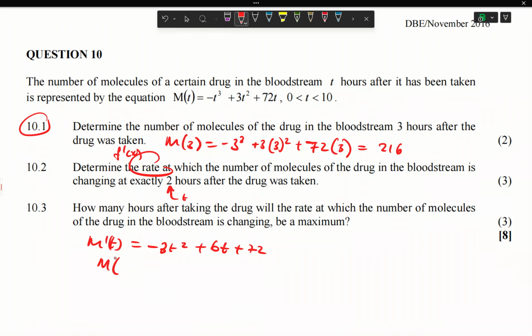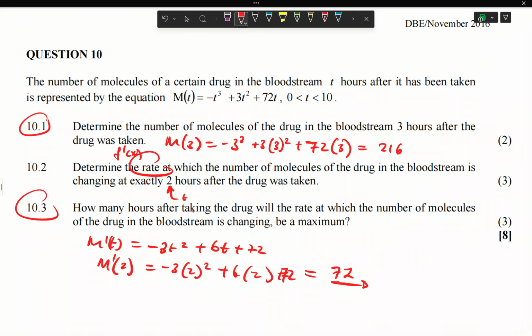So now place 2 there. So this is negative 3 into 2 squared plus 6 and then 2, plus 72. Let me see what's the answer there. Negative 3 into 2 squared plus 6 into 2 plus 72. So the answer is just 72. So determine the rate at which the number of molecules in the blood is changing exactly 2 hours after the drug. This is 72.